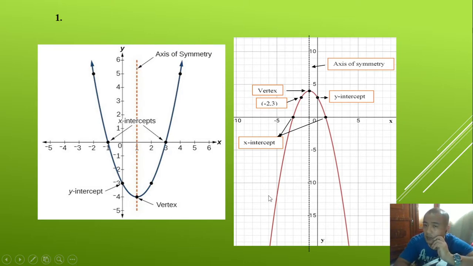Let us also have here the parabola that opens downward. Parabola that opens downward. The vertex is at what?